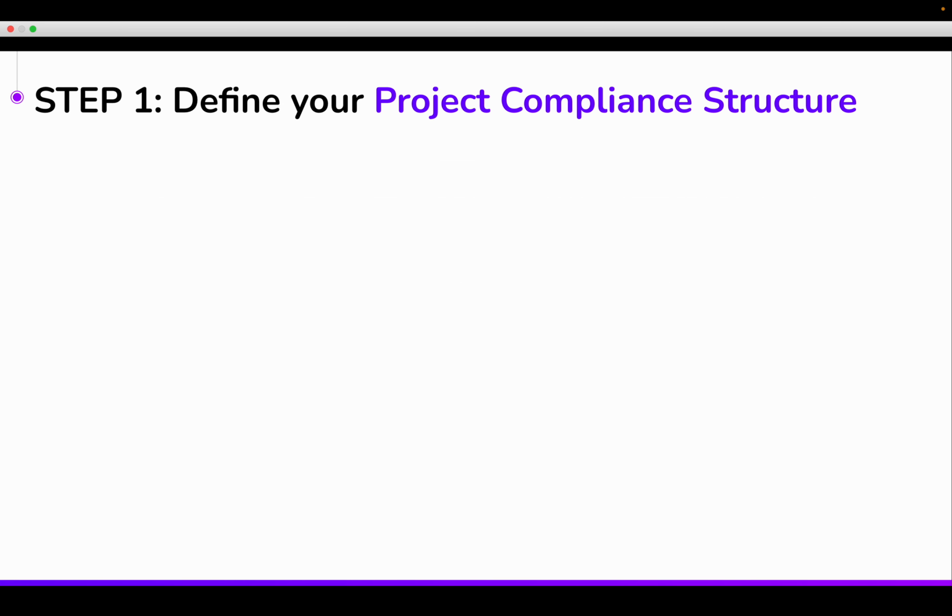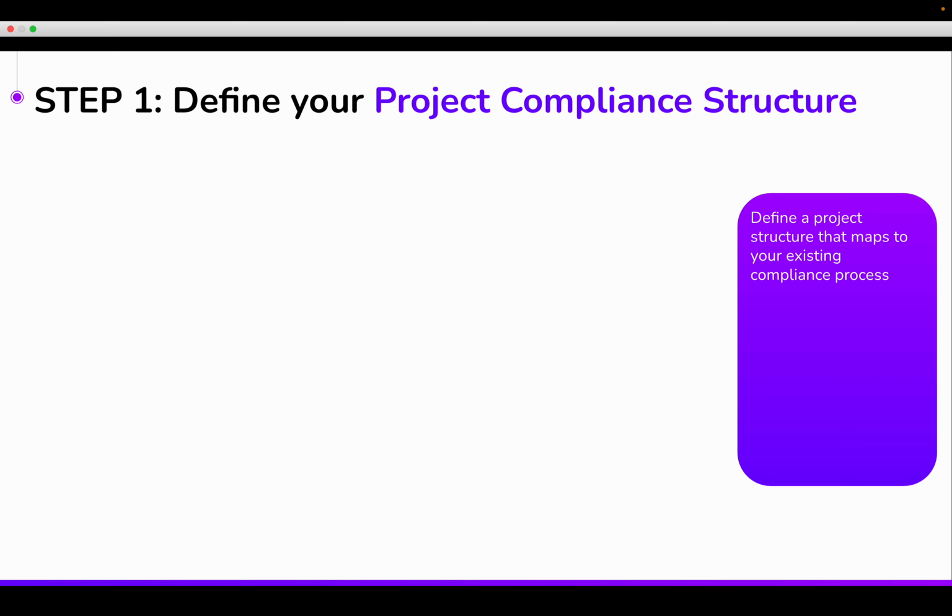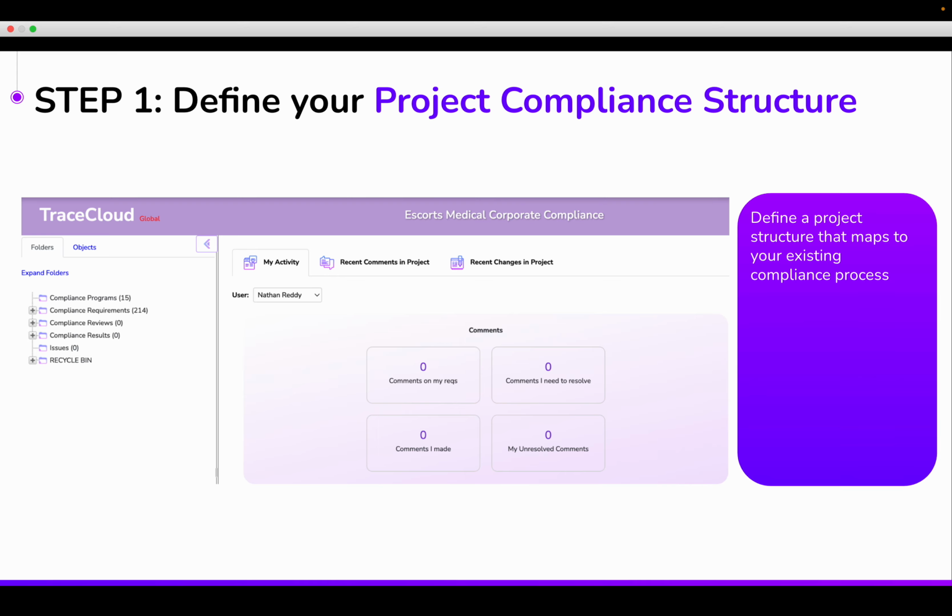So step one, how do you define a compliance structure? It's pretty simple. We work with you. And what you're seeing on the left-hand side is basically what the tool looks like. I will show that to you in a few minutes. The idea here is you set up a compliance program. The compliance program itself has compliance requirements. Those compliance requirements go through a review process, and then you have the validation results. And that's where we work with you to set up your project structure.